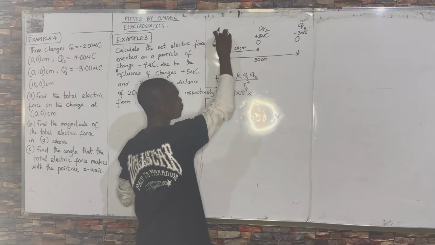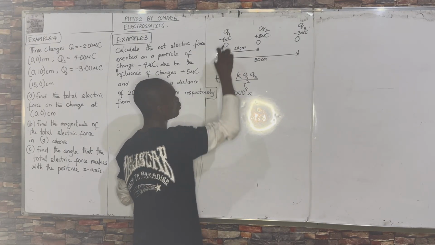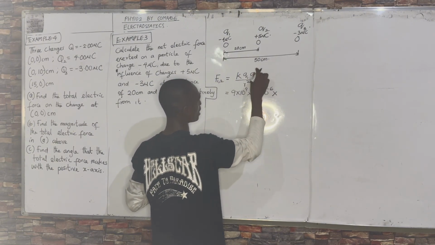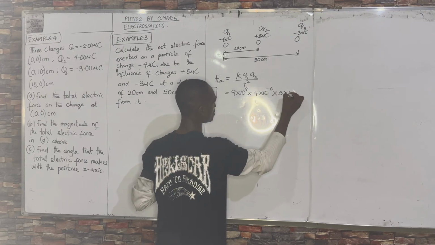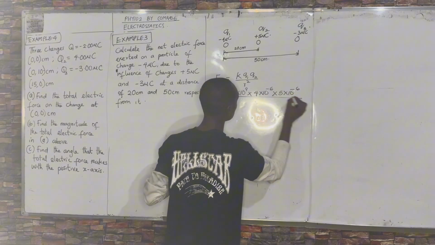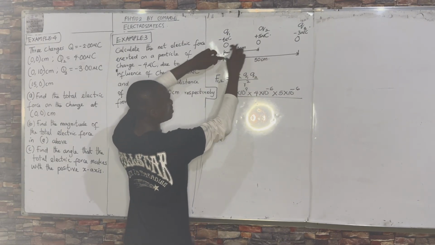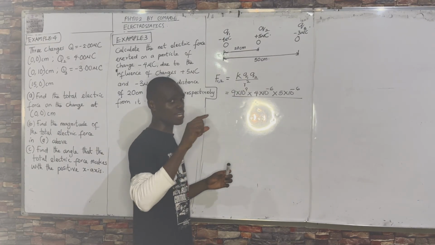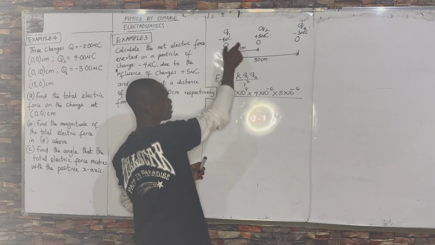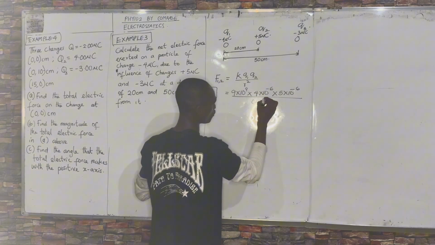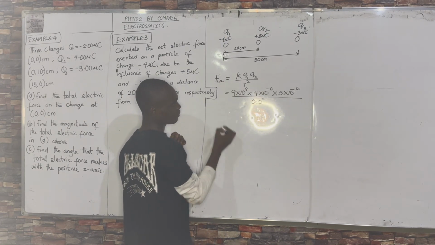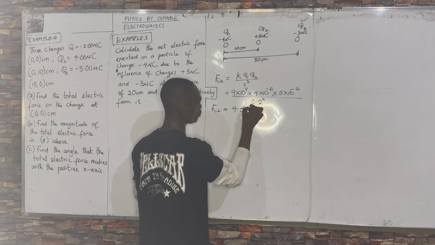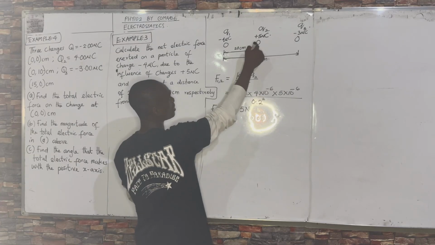I have told you the sign of the charge will not enter into the formula. So Q1 is 4 times 10 raised to power minus 6, times Q2, which is 5 times 10 raised to power minus 6, over the distance between them, which is 20 centimeters, and this must be in meters. So convert centimeter to meter, you divide by 100. When you divide 20 by 100, you should be getting 0.2 squared. So when you press your calculator, you should be having 4.5 Newton. That's it. So that is this one.